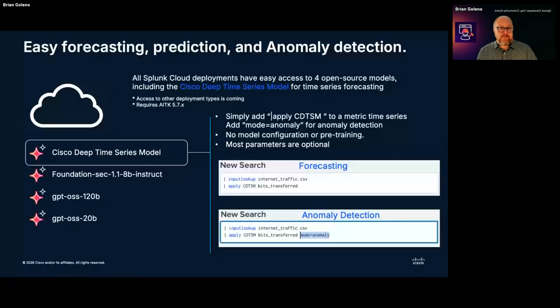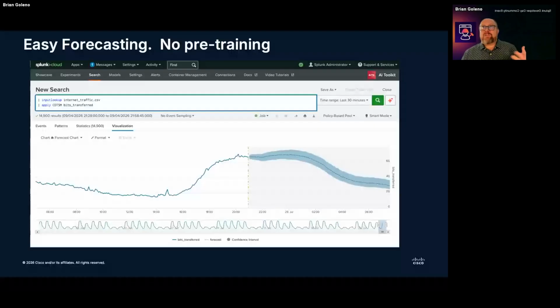I'm being mindful of time, so I'm going to move a little bit faster, but try not to talk too fast. So here's what it looks like, right? These are new visualizations I'm excited about, where you can see a signal history and the forecast period. The bands around that are your confidence interval, right?